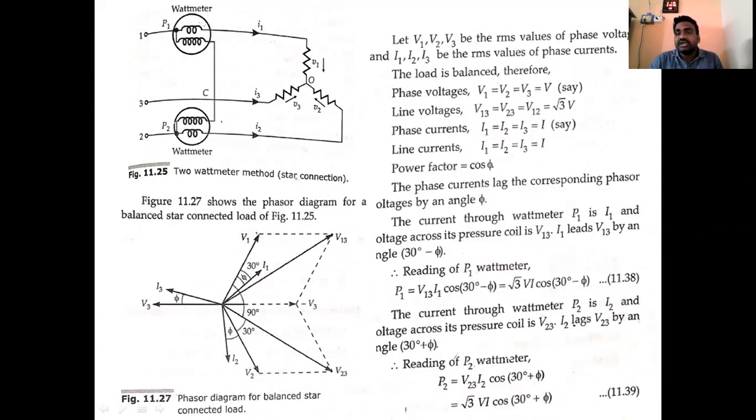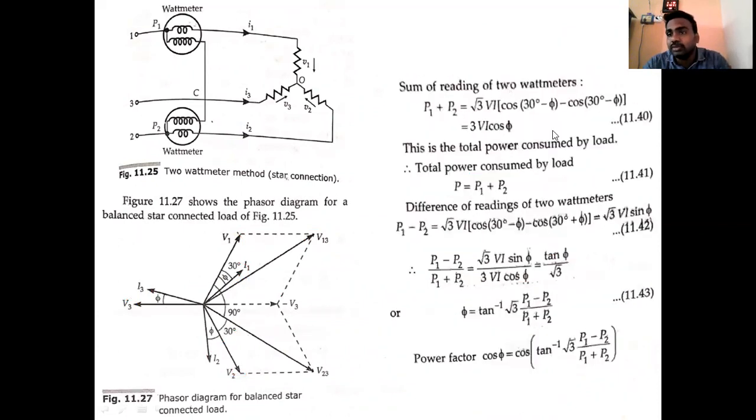So what I did means I summarized both readings. P1 is equal to root 3 Vi cos of (30 minus phi). P2 is equal to root 3 Vi cos of (30 plus phi). If I summarize both of them, what is the final expression? The final expression will be P1 plus P2 is equal to 3 Vi cos phi.